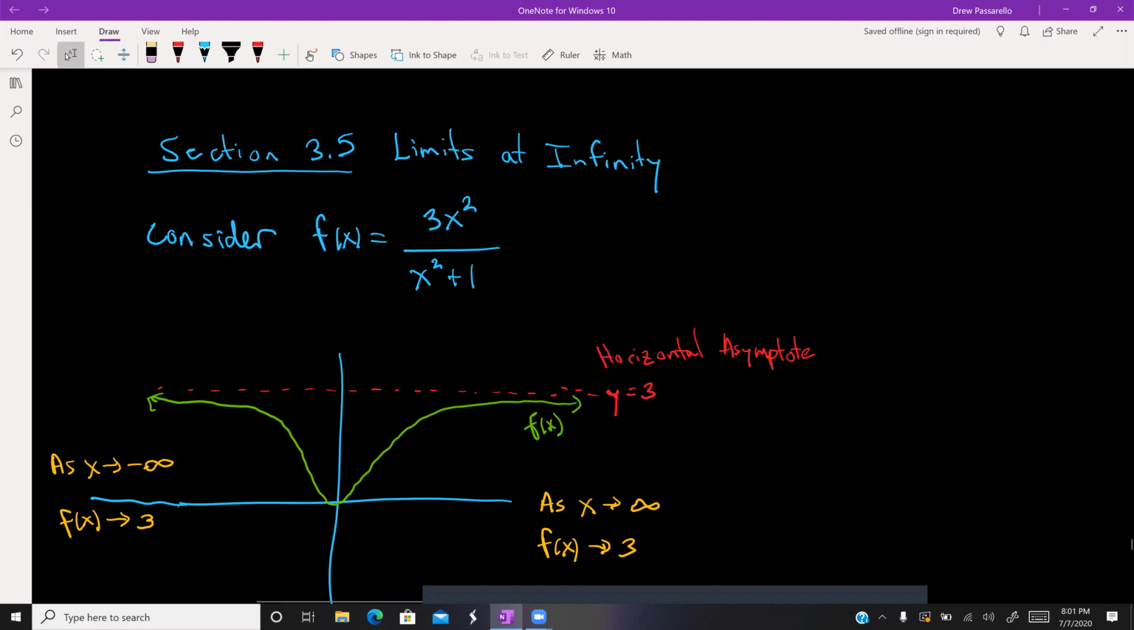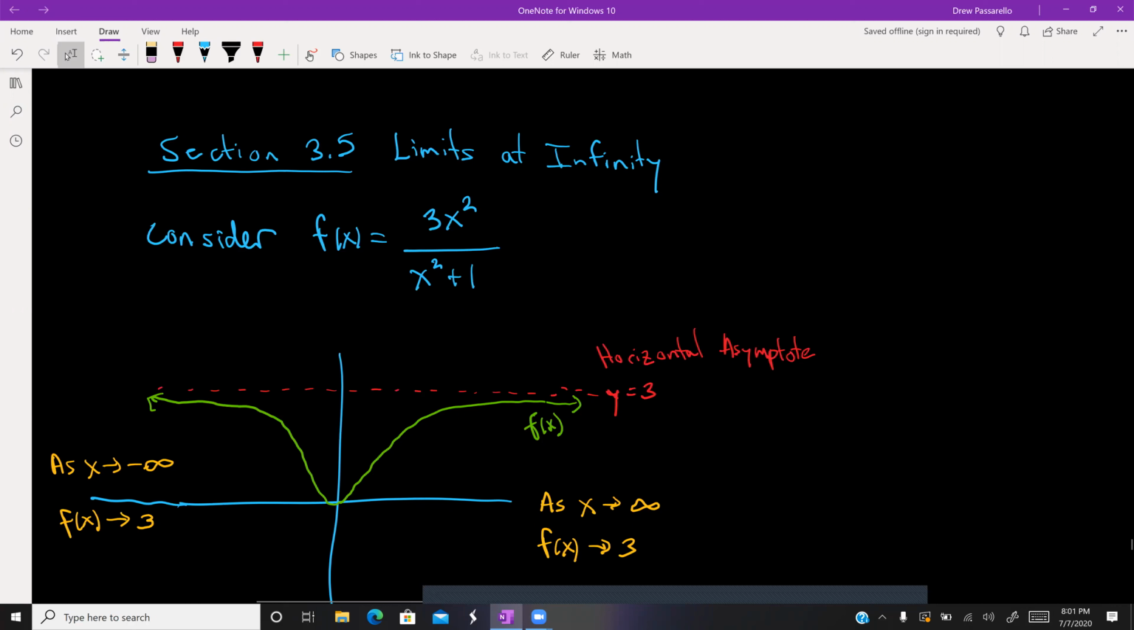And so here's an example. I have f of x equal to 3x squared divided by x squared plus 1. So this is our function, and the graph is what's in green. As the graph extends forever to the right, it gets closer and closer to the red dashed line. And the red dashed line is a horizontal line. It's got the equation y equals 3.